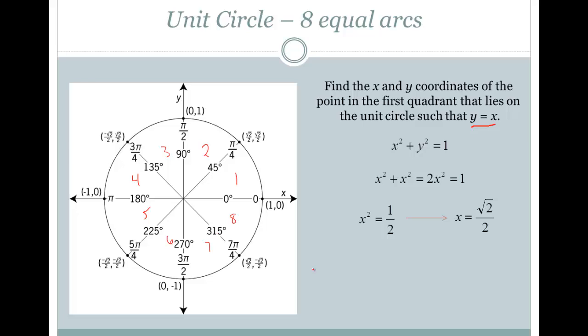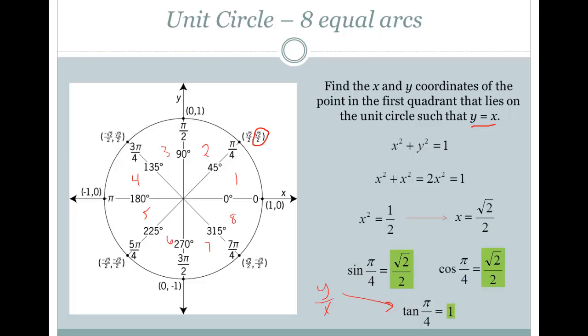And so what this tells me is that I can look at the sine of pi over 4. Here's my pi over 4. What is my y coordinate? My y coordinate is right there. And so the sine of pi over 4 should simply equal root 2 over 2. I can look at the cosine of pi over 4. Again, it's right here, it's the x value, and again it's root 2 over 2. And then finally, I can look at the tangent of pi over 4, which is y over x. Remember, tangent is y over x. And I get root 2 over 2 over root 2 over 2, which simply gives me 1.